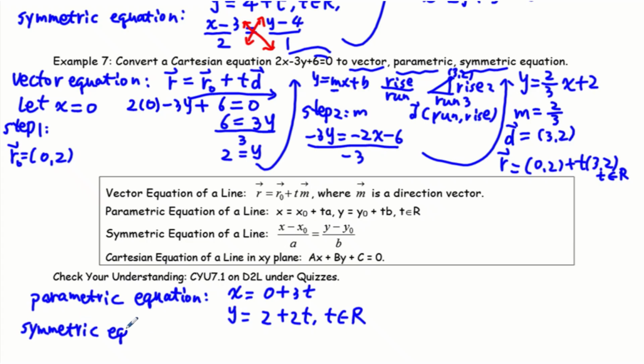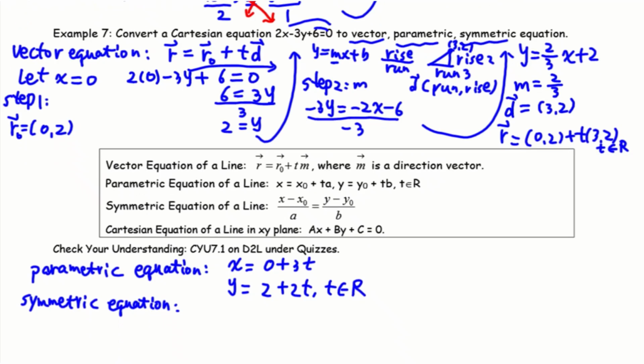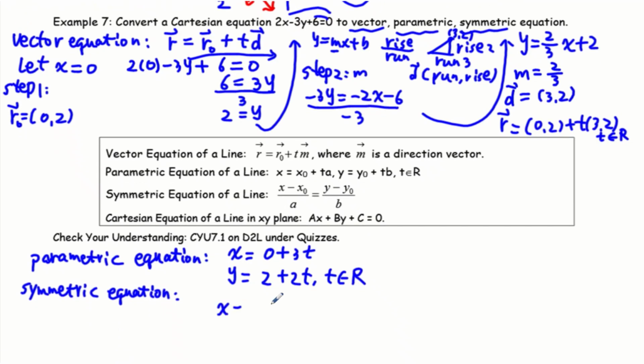Symmetric equation is just x minus the point 0, y minus the point 2 at the very beginning, then divide by the direction vector 3, 2. That equals, this is our symmetric equation. So that is done.